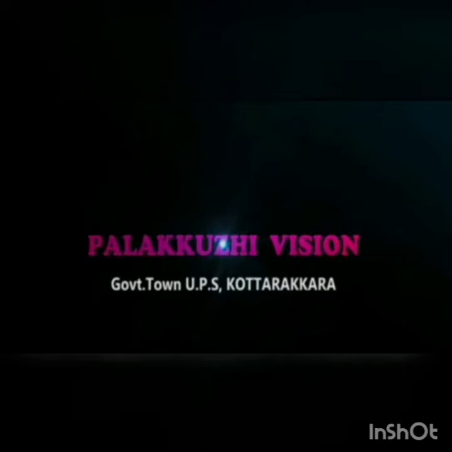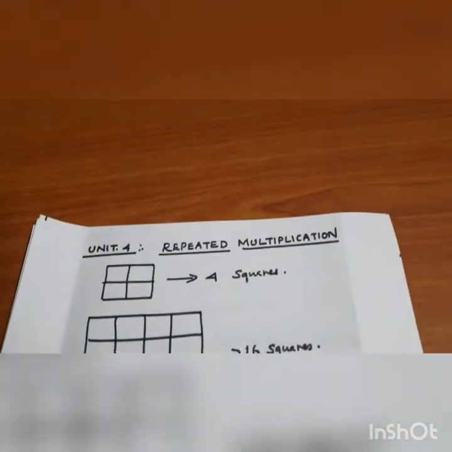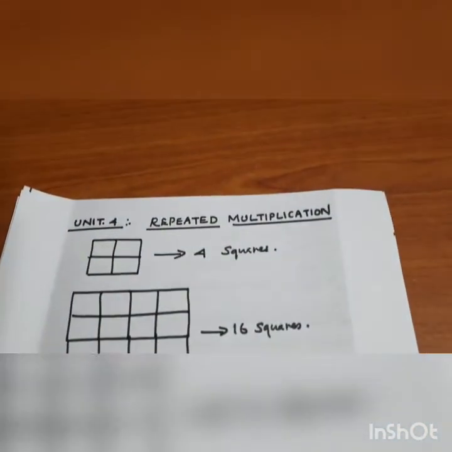We already studied repeated addition in lower classes. Now, we are going to study repeated multiplication. Repeated multiplication, that is the 4th unit.